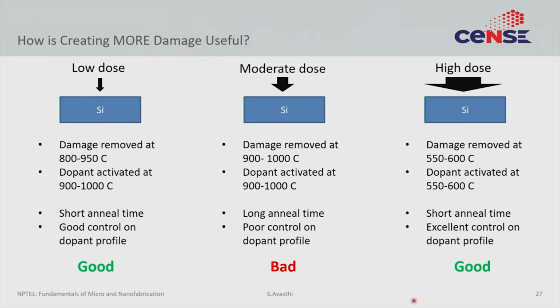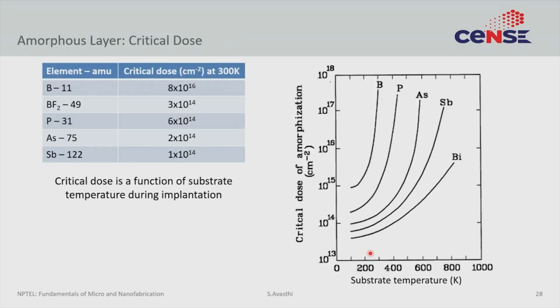Now, in a lot of ion implantations, the goal is to get to this high dose case. So, how do you do that? Well, one easy way is to always make sure that you do very high dose implants. This is what is often called critical dose. For different elements, this critical dose is different. So, for boron, you need to implant more to create damage. For antimony, you need to implant less to create the same amount of damage. This critical dose actually also depends upon substrate temperature. So, this is the substrate temperature not for anneal later, but during the implantation itself.